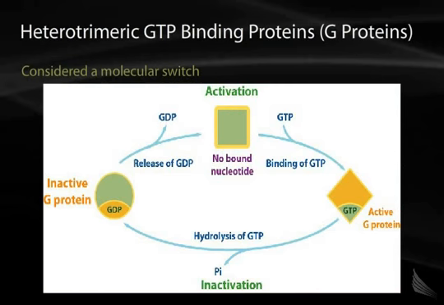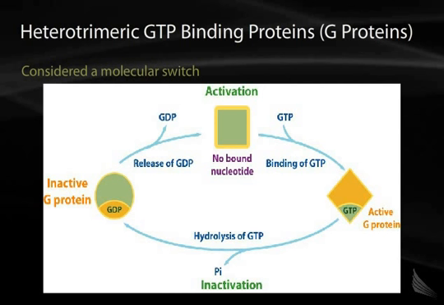We'll begin by talking about the biology of G proteins. G proteins are heterotrimeric GTP binding proteins. Heterotrimeric just means that there are 3 different segments that make up the overall G protein complex, and they're considered to be a molecular switch. That is, depending on whether they're bound to GDP or GTP, this will determine their activity level. At rest, inactive G proteins are bound to GDP.